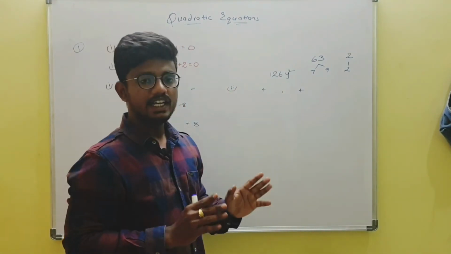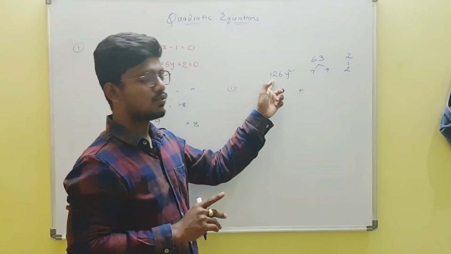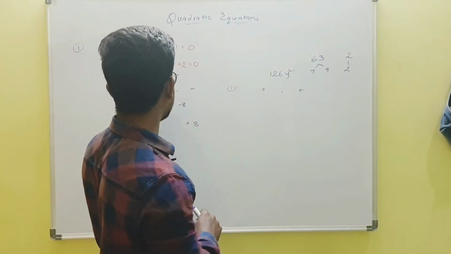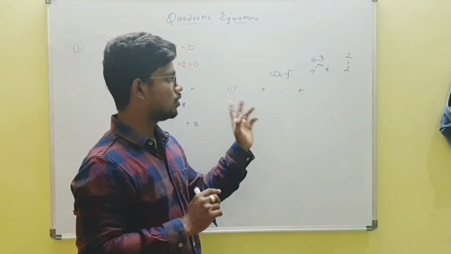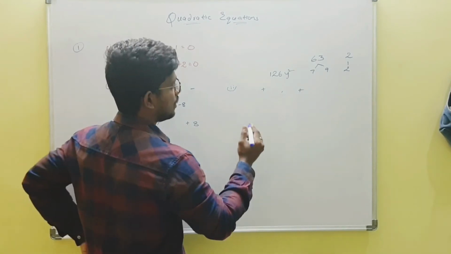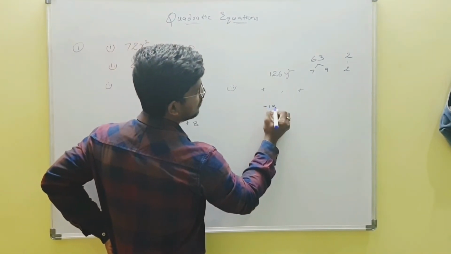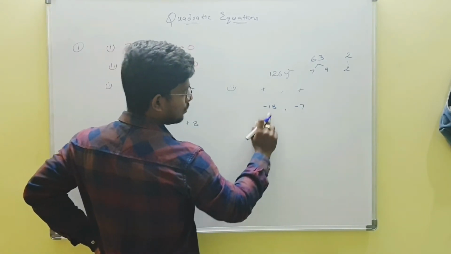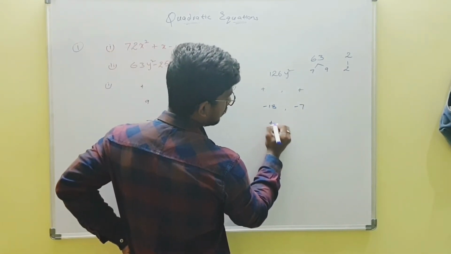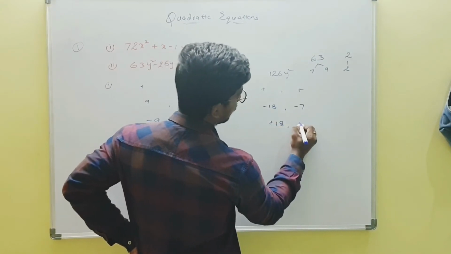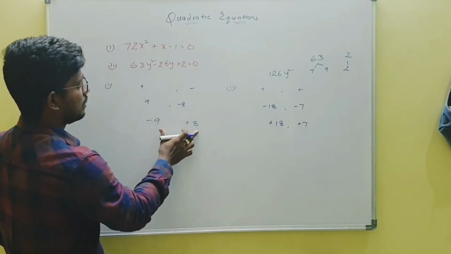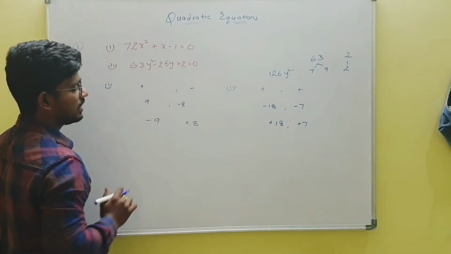So minus 18 into minus 7 is equal to 126y square, and minus 18 plus minus 7 is equal to minus 25y. So both the conditions are satisfied. So I will take minus 18 and minus 7. Now I have to reverse the symbols, so I get plus 18 and plus 7. See, both the roots are positive. Here one root is positive and the other root is negative.